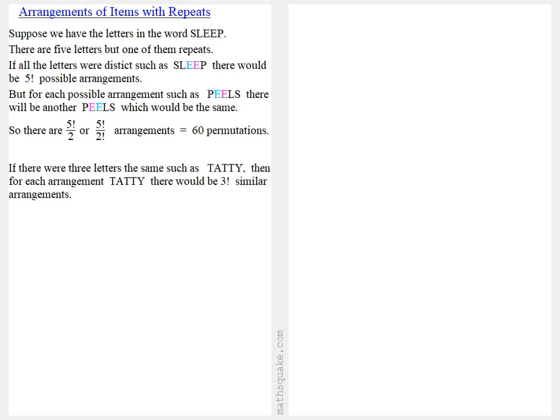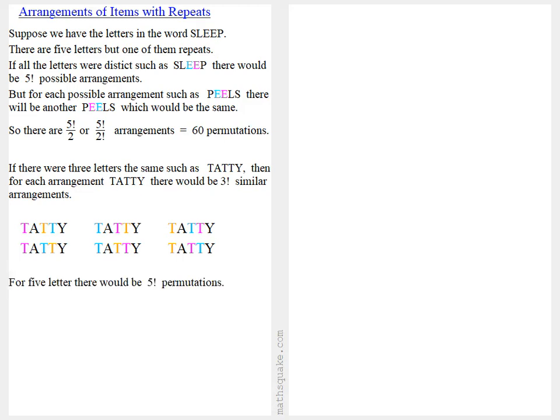Now, if there were 3 letters that were the same, such as in the word tatty, then for each arrangement of the letters in tatty, there would be 3 factorial similar arrangements. Now we can see this if we colour the T's as separate colours. If we colour them as magenta, yellow and blue, there are 2 with the magenta at the front, yellow before blue and blue before yellow, 2 with blue at the front, magenta before yellow and yellow before magenta, and 2 with yellow at the front, blue before magenta or magenta before blue.